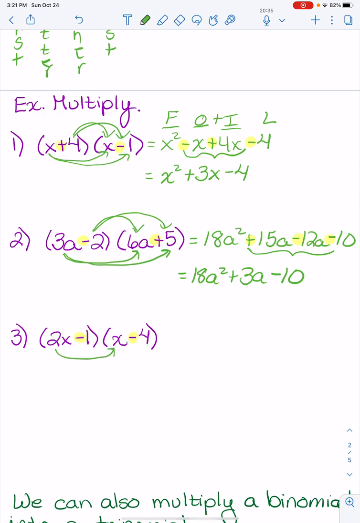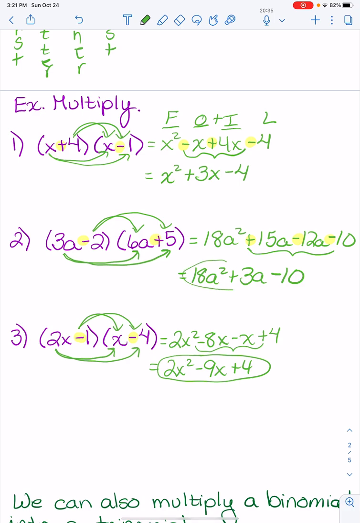2x times x is 2x squared. 2x times -4 is -8x. -1 times x is -x. -1 times -4 is positive 4. Combine the middle two terms: 2x squared minus 9x plus 4. Final answer. These are all final answers.